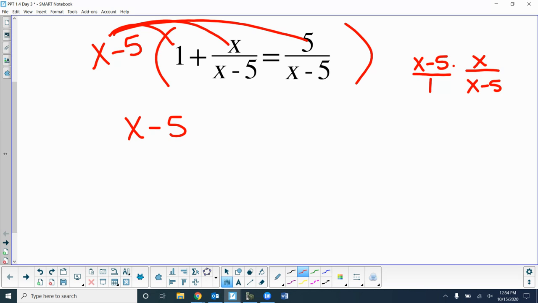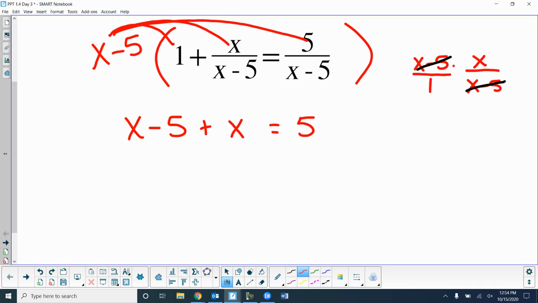What happens to those x minus 5s? They cancel, yeah. So all I get is x. The denominator is gone. The same thing happens on the other side. When I multiply x minus 5 times 5 over x minus 5, the x minus 5s cancel. It just leaves me a 5.